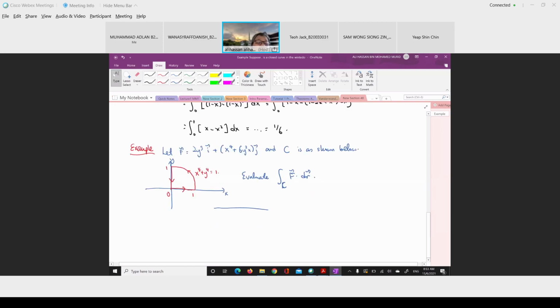Again, this is a closed curve, right? C here is a closed curve in a counterclockwise direction. If you were to apply the parametrization method, it takes a lot of work because you have to split this line integral into 3, one over each curve segment, C1, C2, C3.